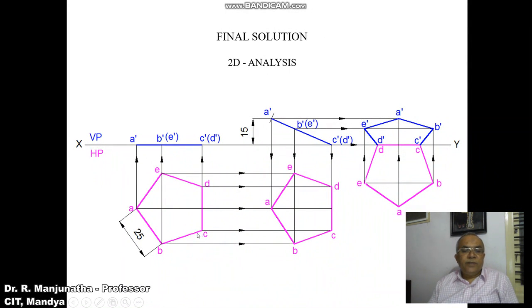Then join A to B, B to C, C to D, D to E, and E to A with a dark line. So now we have got the top view.